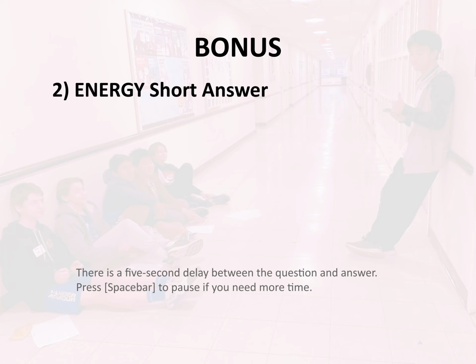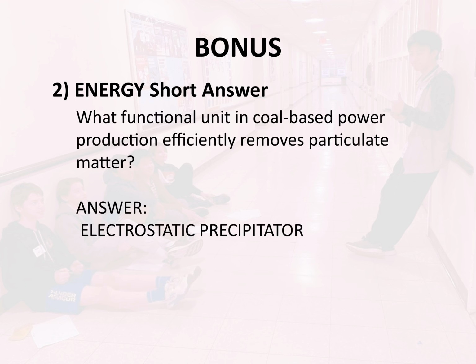Bonus 2. Energy. Short answer. What functional unit in coal-based power production efficiently removes particulate matter? Answer. Electrostatic precipitator.